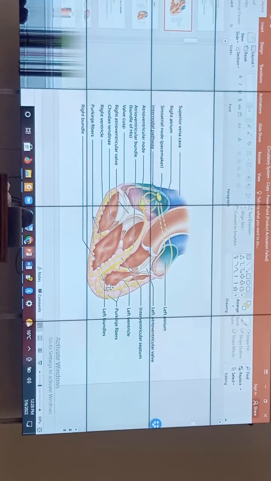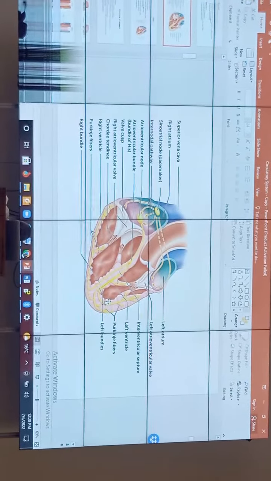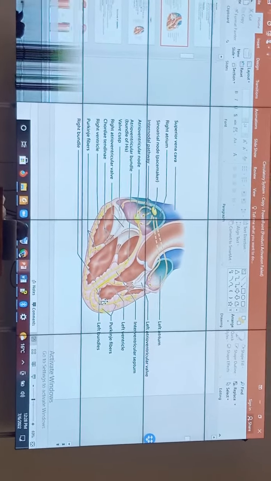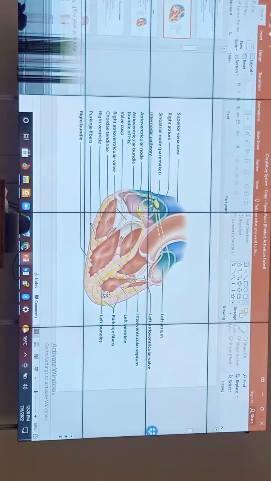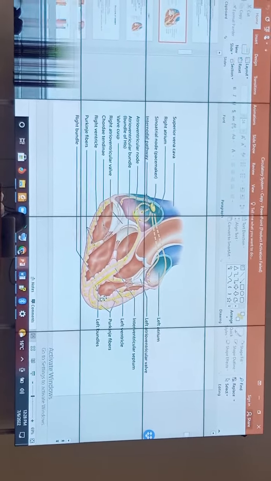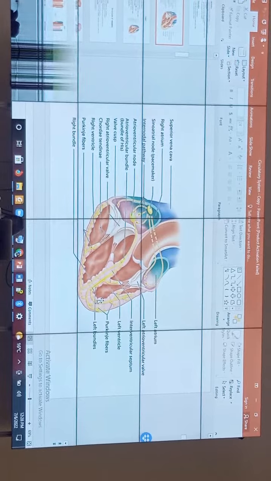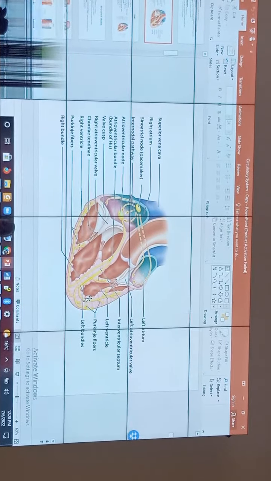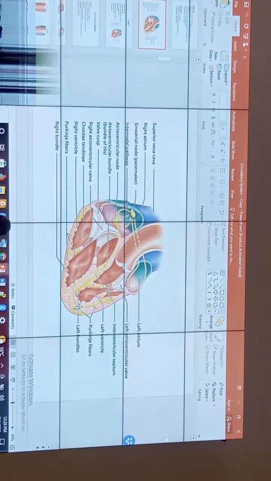The interventricular grooves. Thank you so much. There are two: there's an anterior one and a posterior one. Oh, guys, you are too many not to be answering questions. Okay. Anyway, yes.